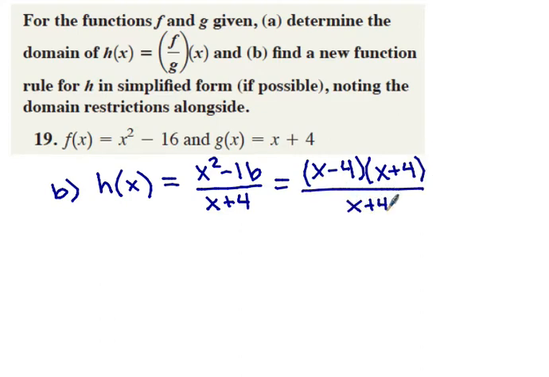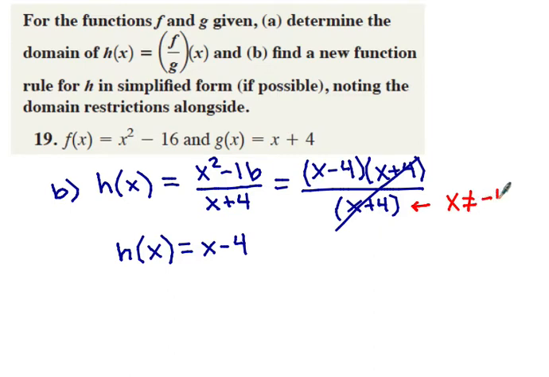So similar to that question on the test the other week, we end up with a hole, which is going to give us a limited domain. And so my new h of x rule is going to be as simple as what's remaining, which is just this x minus 4. But unlike the straight line x minus 4, it will not have an unlimited domain because I do not want to divide by 0. So I know that x cannot equal negative 4.